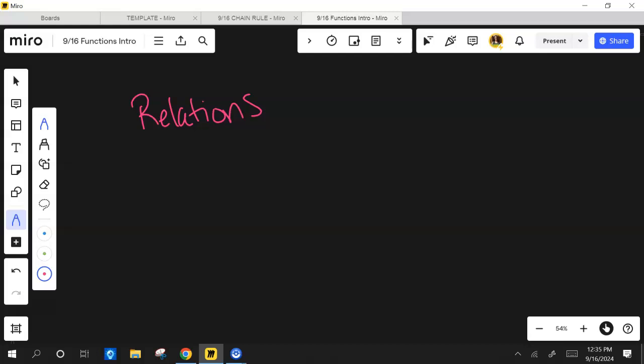So this should be an easy unit for you, so everybody should get a good grade, but you got to pay attention, you got to stay with me, okay? This is all about functions. So today we're going to talk about relations, all right? Here we go. The first is a definition here. What is a relation?